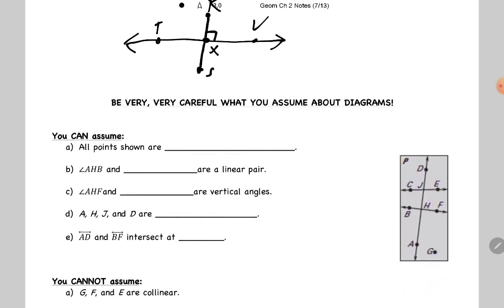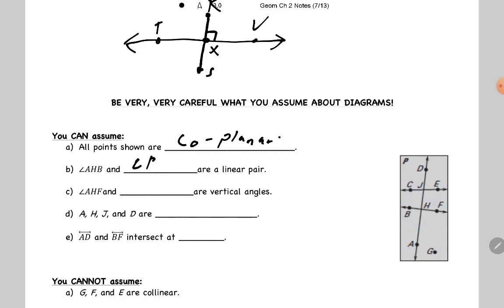Alright, so I did this on a different video because I got confused on my notes, but it's good to go over it again. So what can you assume about diagrams? You can assume that all the points are on the same plane. You can assume that angle AHB right here and BHJ right here, those two add up to a straight line.